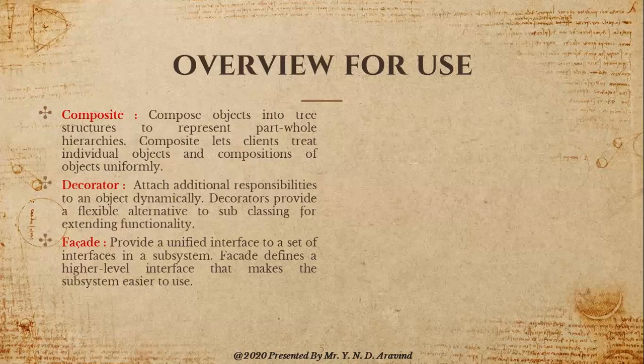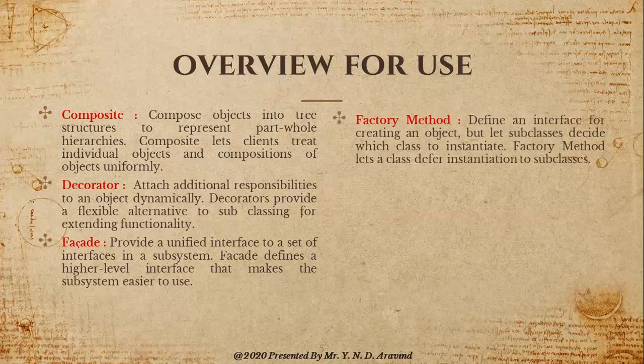Next, the 10th one is Factory Method, which defines an interface for creating an object but lets the subclasses decide which class to instantiate. So here Factory Method lets a class defer instantiation to subclasses. The 11th one is Flyweight. Here it uses sharing to support a large number of fine-grained objects efficiently.